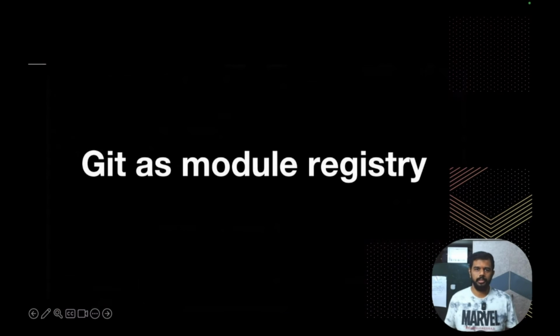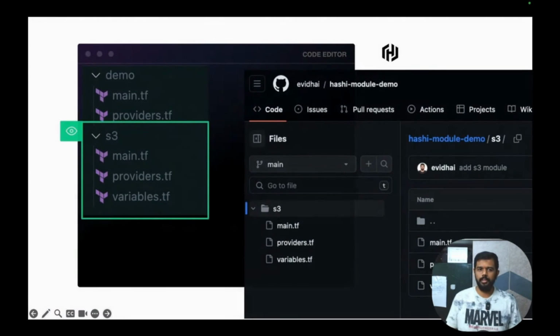All you would do is take the files that exist under the S3 folder, because that's what we are using as a module when doing it locally, and place them in a Git repository. In this case, I created a repository called Hashi module demo, and I'm following the same folder structure like S3 and moving all those files from the local system into the Git repository.